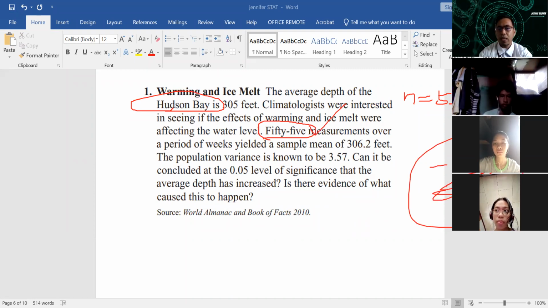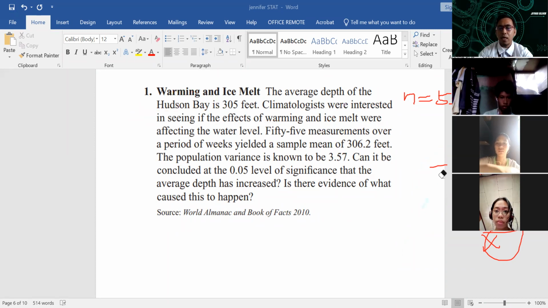Okay? And out of that data, they measured the sample mean and the sample standard deviation. They computed the sample mean. You did not compute the mean, right? The answer is this. Okay? Let us erase that one. So it means your sample mean is 306.2 feet. Okay? That is from their sample.